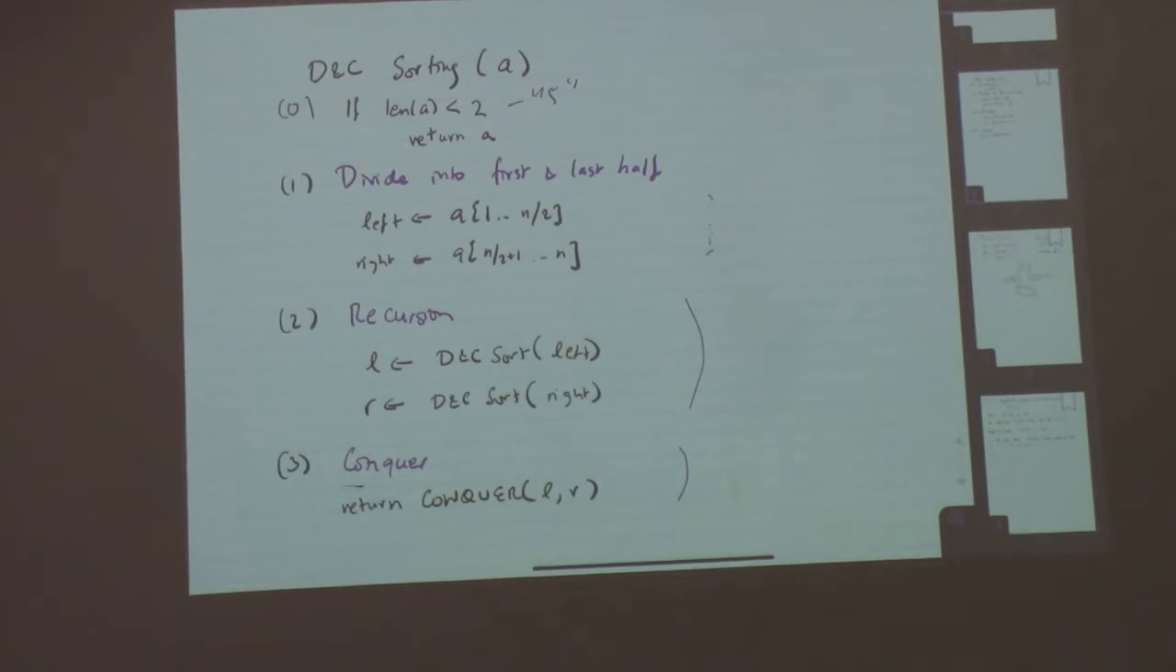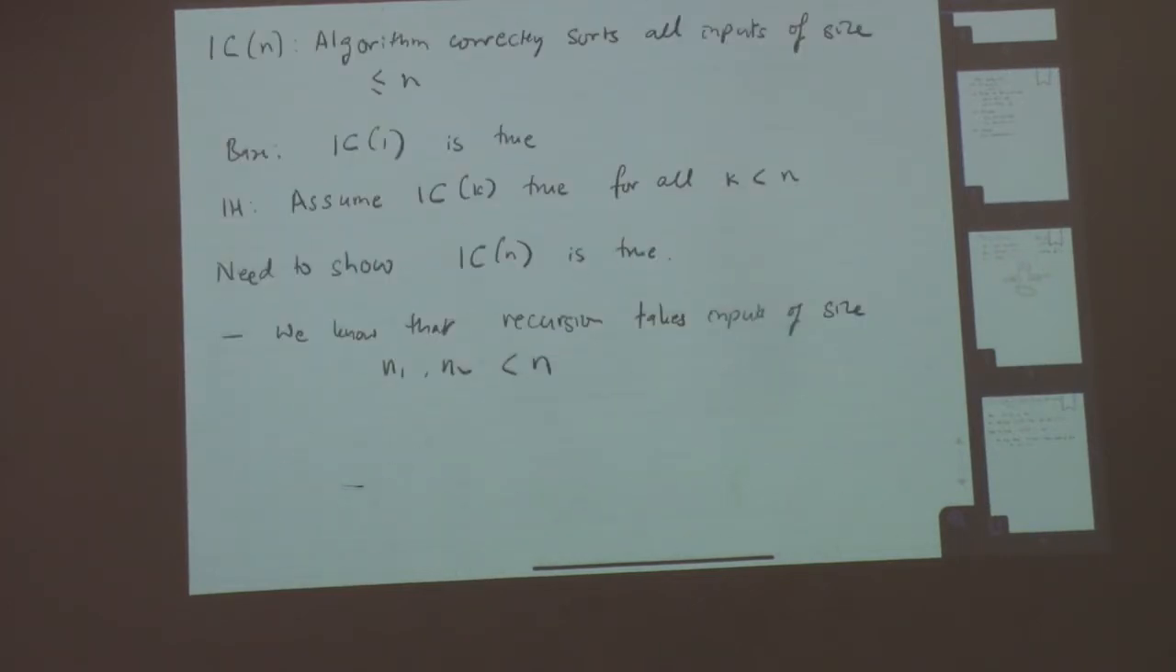So in particular, if we go back to our proof, we can say that by the induction hypothesis, left and right, which are the two outputs, are correctly sorted. So you all see this, right? That merely by application of the induction hypothesis and the fact that we recursed on smaller sized pieces, smaller than n, the fact that they were n over 2 did not matter at all, means that they're correctly sorted.